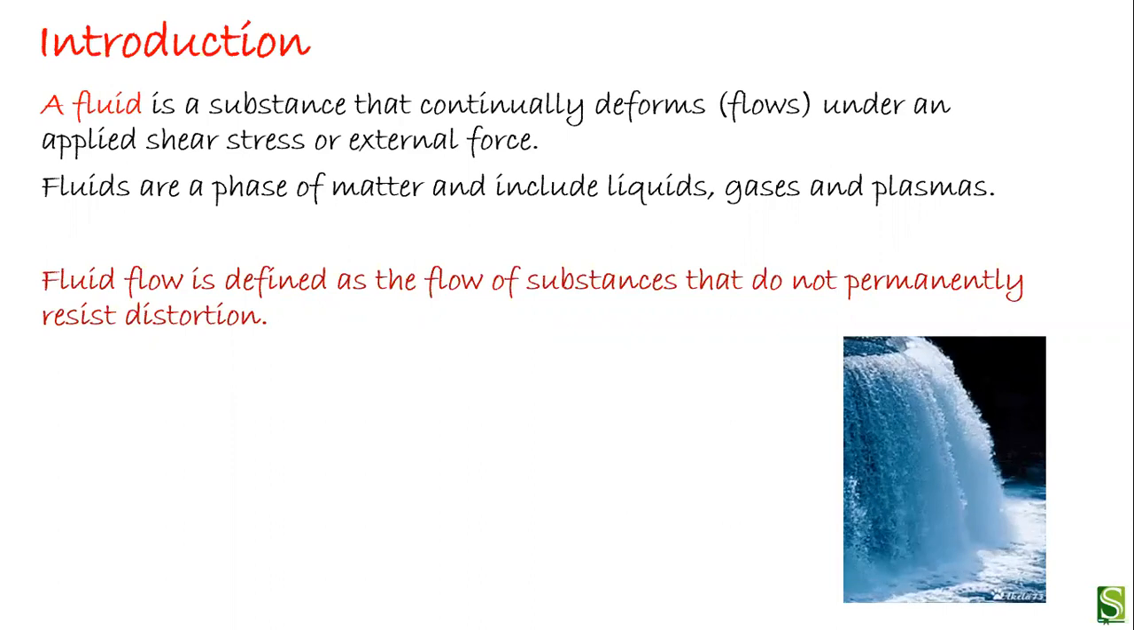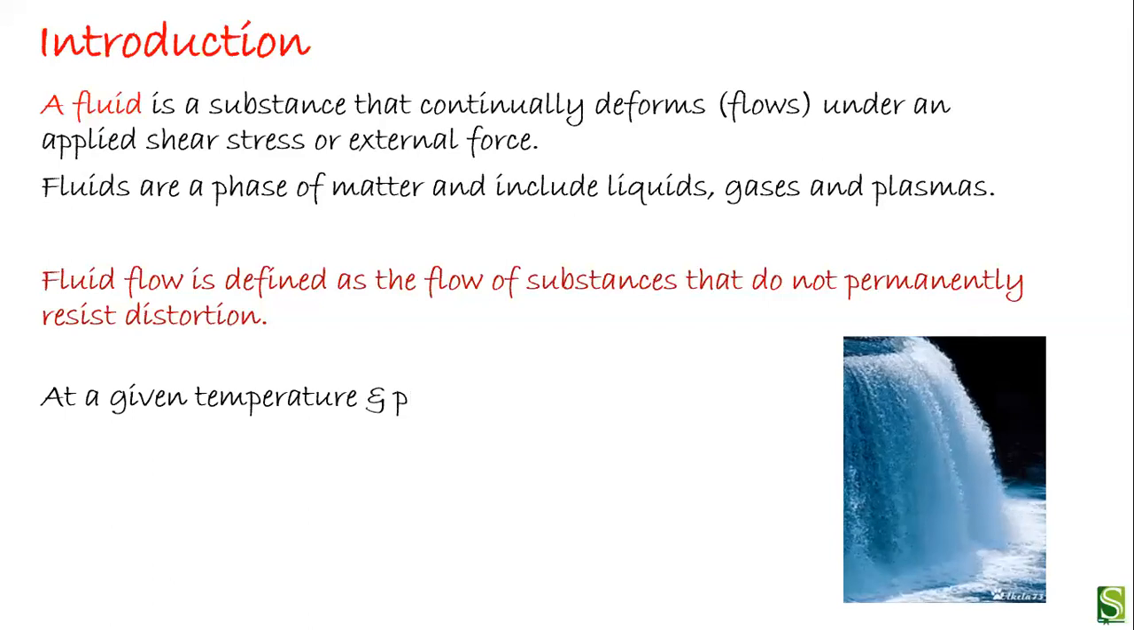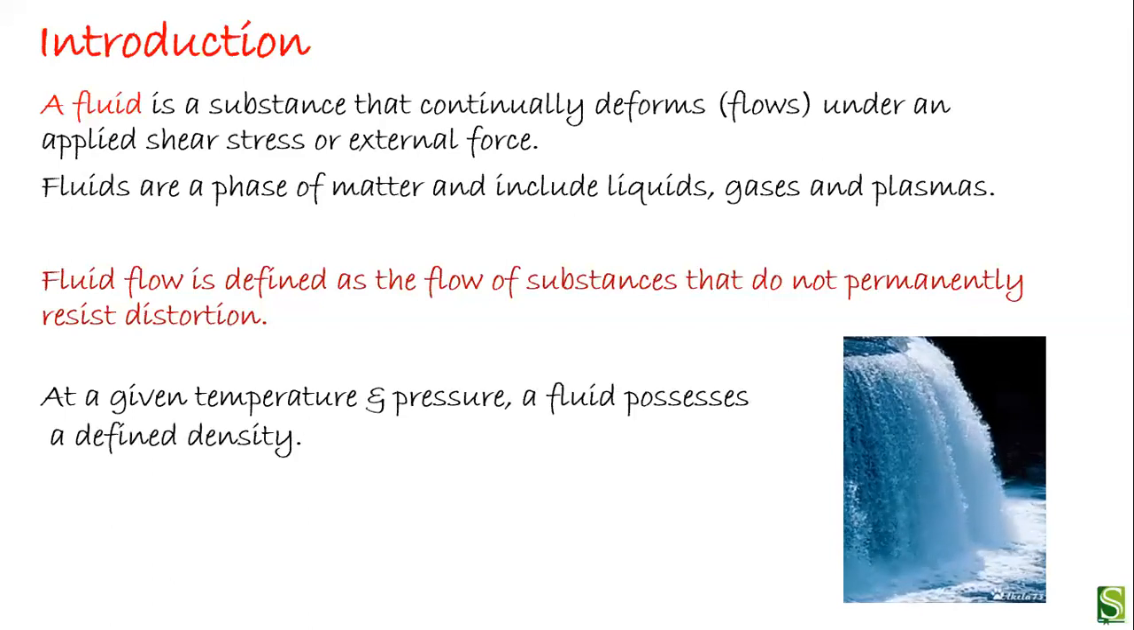Okay, so this is a very good example of flow of fluid. You can see here the water is flowing, and due to that, what is the shear stress applied over here? The fluid is made to flow from this height to this height. So the fluid is very freely flowing, it is not at all resisting its distortion. At a given temperature and pressure, a fluid has a defined density. And how is density defined? Density is nothing but mass upon volume.